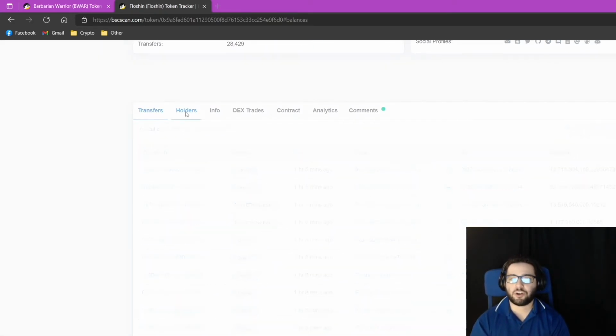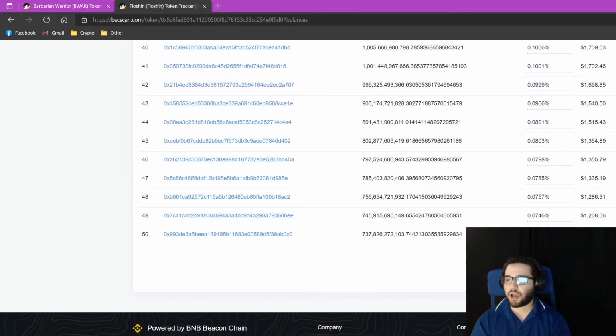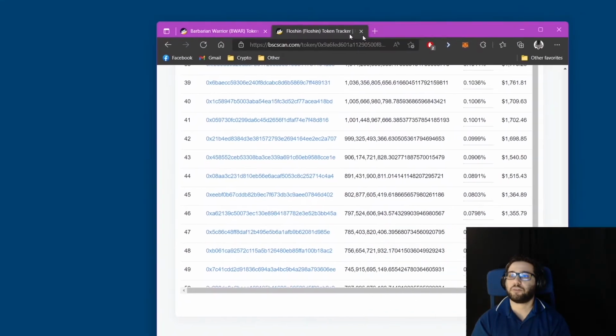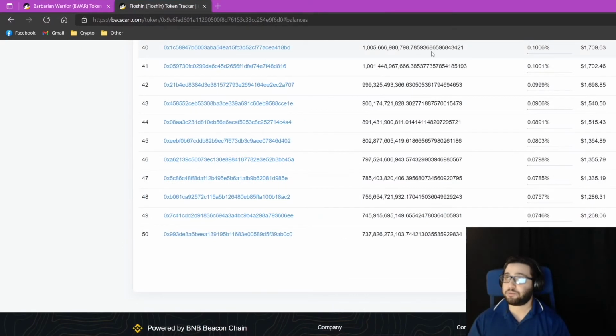I would just go to holders and download the CSV from it. That gives me every single wallet address, every single amount that they have, percentages, everything. From there, I can take that entire list, upload it to an airdrop tool, and mass distribute any amount of tokens that I want to people. That's usually how it's done.